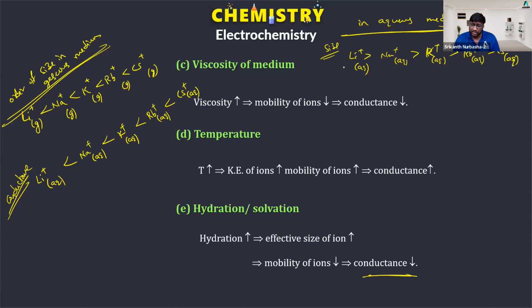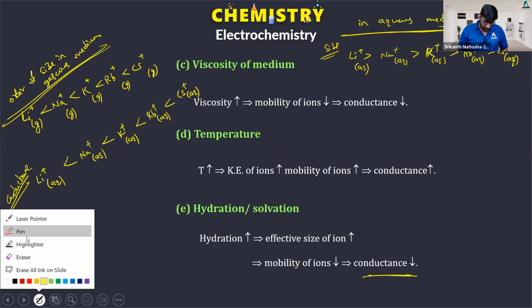Okay, in the aqueous medium, the size is going to be highest for Li+ because, due to its higher charge density, it is surrounded by the maximum number of water molecules or solvent molecules. Right, students?